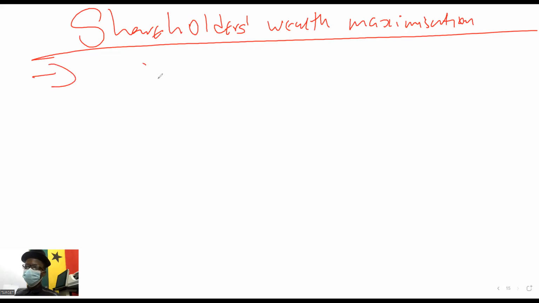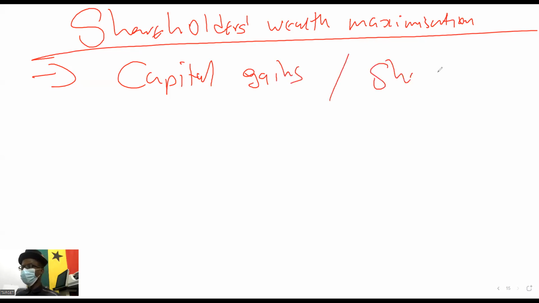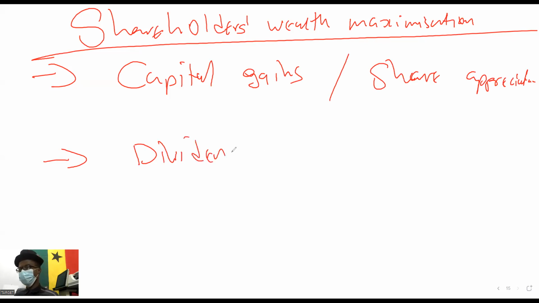One, capital gains, also called share appreciation. And two, dividend. So these two are the wealth. Every shareholder is so interested in the level of dividend that he or she receives. These two make our wealth.